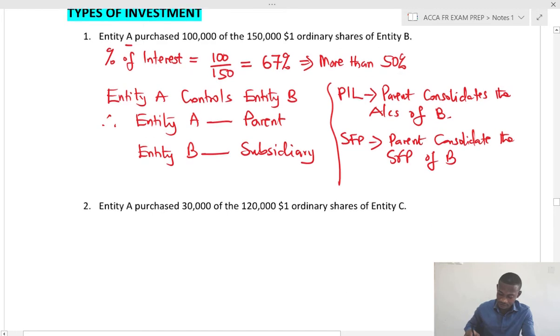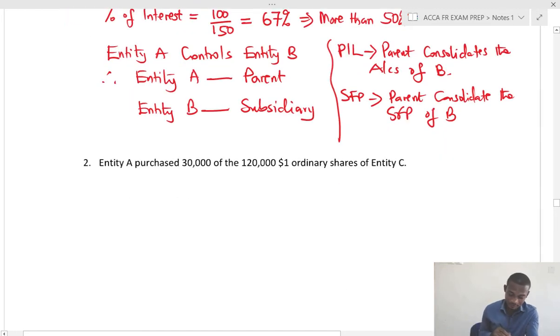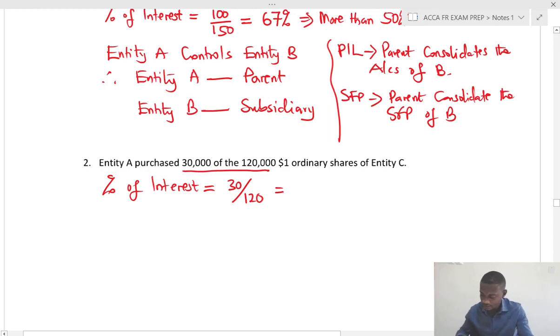Now let's see the second investment. Entity A purchased 30,000 of the 120,000 ordinary shares of entity C. Percentage of interest is 30 on 120. This is 25%. Now, 25% is less than 50%.